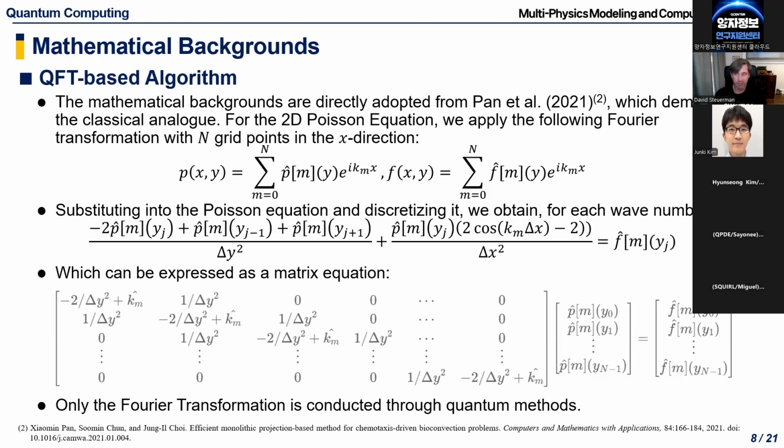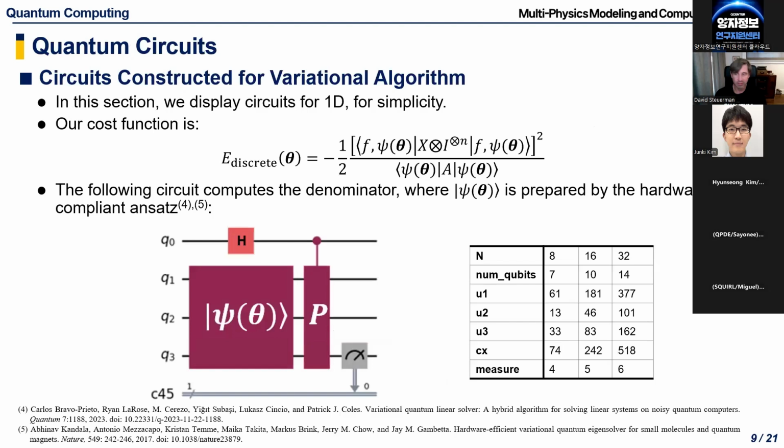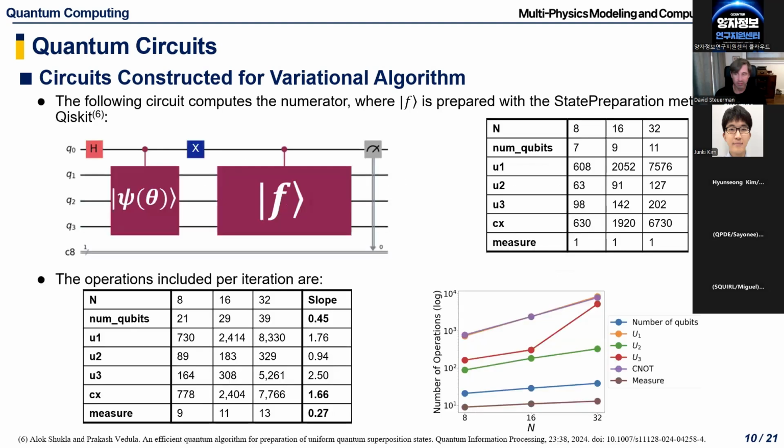classical matrix algorithms. In this section, we present the quantum circuits constructed for each algorithm, and for simplicity, we display circuits for 1D. For 2D, we have to double the number of qubits that are included in the quantum ansatz or the state preparation. So the circuit shown in this slide computes the denominator of the cost function, psi A psi, and the quantum operations included are shown in the table on the right for each n. And the circuit here computes the numerator of the cost function.